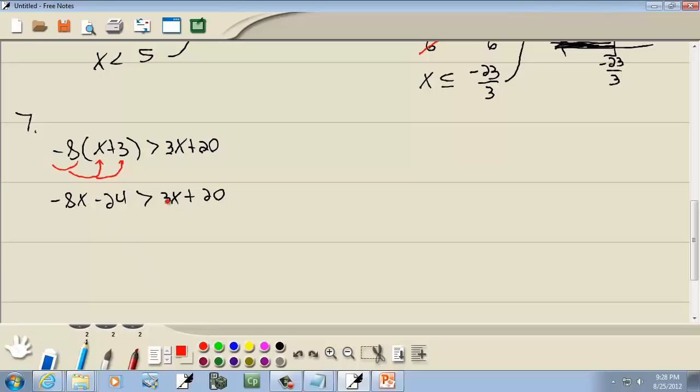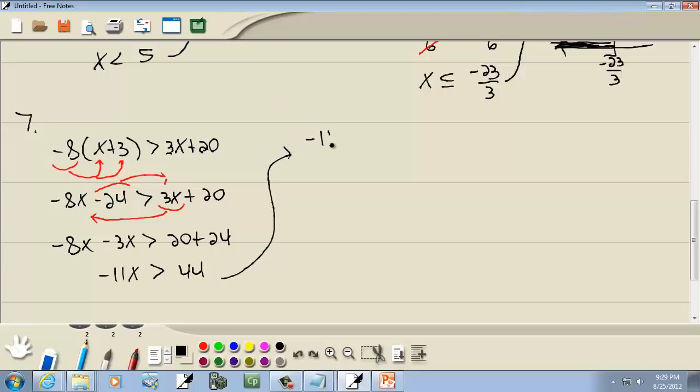Okay, third step. Get everything with an x on the left side, numbers on the right. So I'll take 3x over to the left side, and negative 24 over to the right. So I got negative 8x minus 3x is greater than 20 plus 24. Anytime you take anything across your equals, the sign changes, or across your inequality. Negative 8x and negative 3x gives us negative 11x. 20 plus 24 gives us 44.